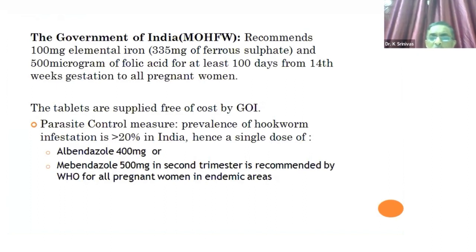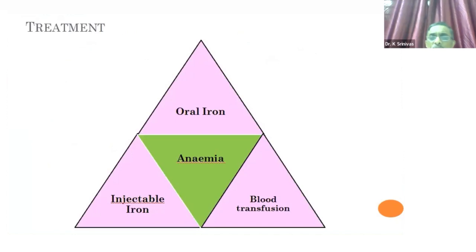And as I told you, parasite control measures, if the parasitic infestation rate is more than 20%. So in India, albendazole or mebendazole are given to all these women. Coming to the treatment part of iron deficiency anemia, we have three kinds of treatment options. You can give oral iron, you can consider injectable iron, or you can go for blood transfusion or packed cell transfusion. It differs from patient to patient, trimester to trimester, and severity of anemia. So what is that? We have to know.